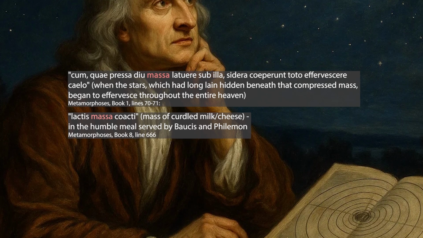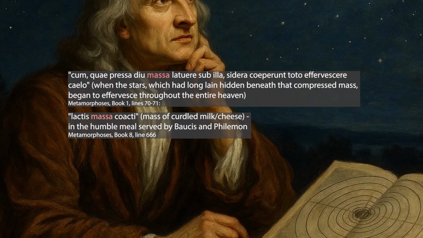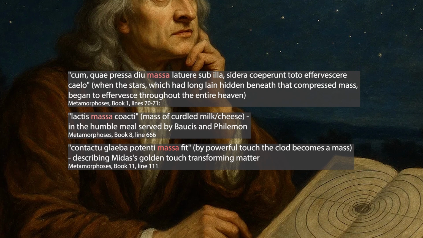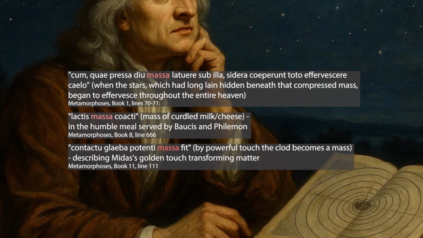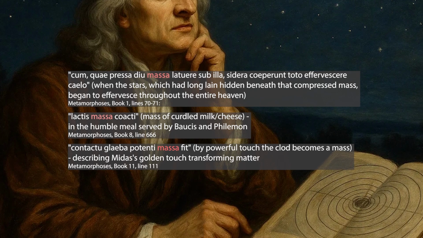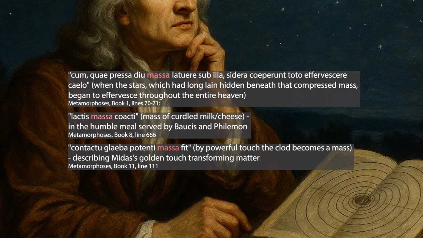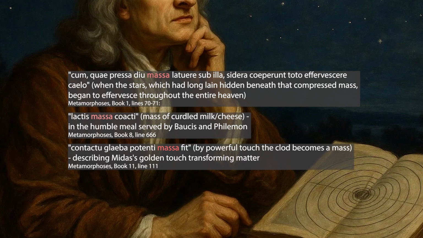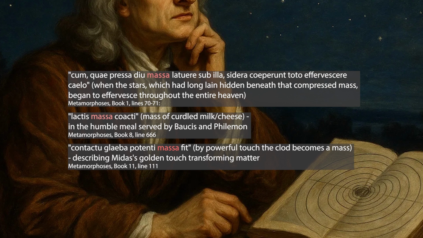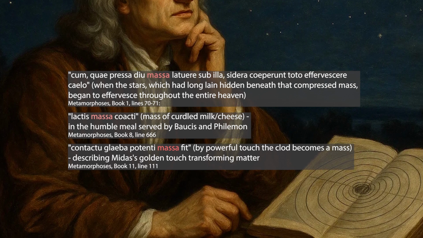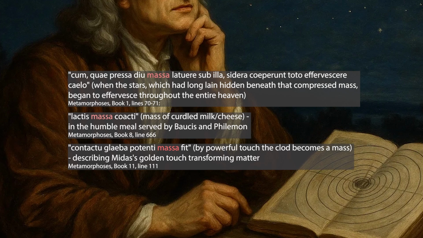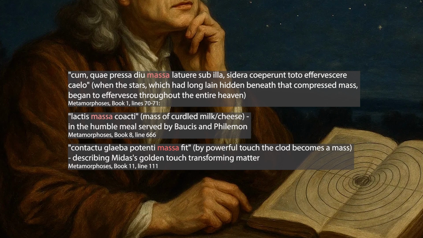In another setting, he uses it in an alchemical context, and you know how much I love alchemy. Contactu glaiba potenti massa fit. By powerful touch the clod becomes a mass, describing Midas's golden touch transforming matter. In a material or physical sense, tanta mali moles tantoque potentio arte est. So great is the mass of evil and stronger than any skill.